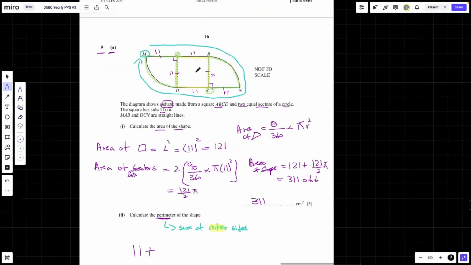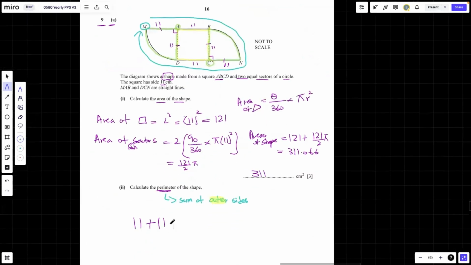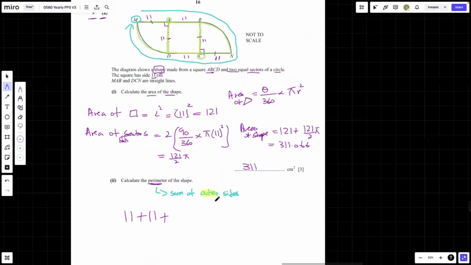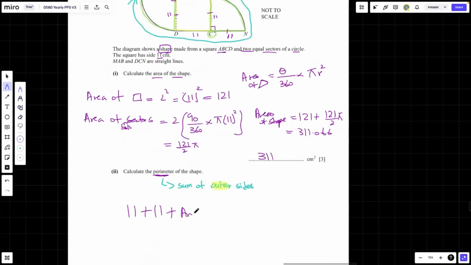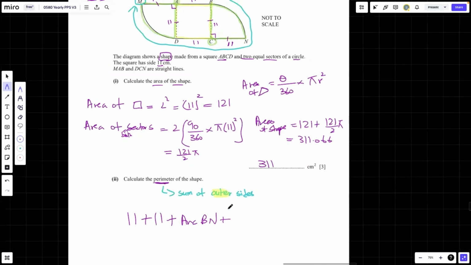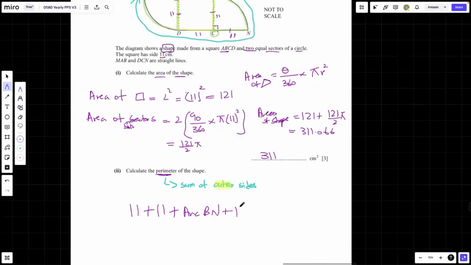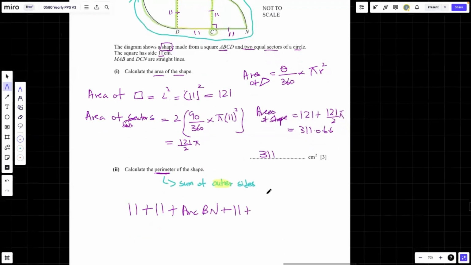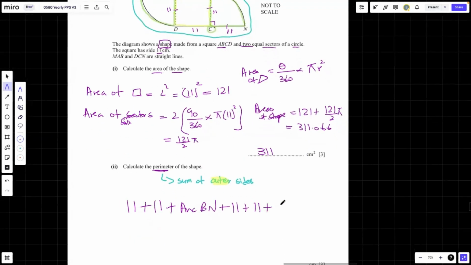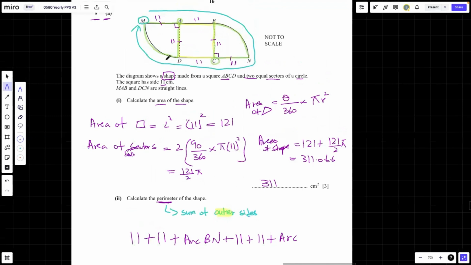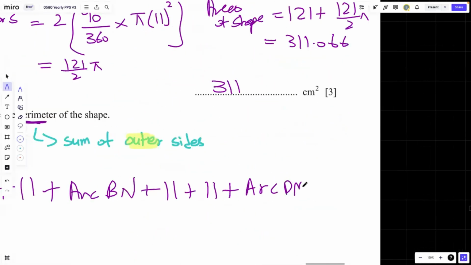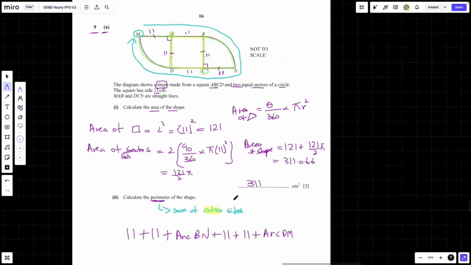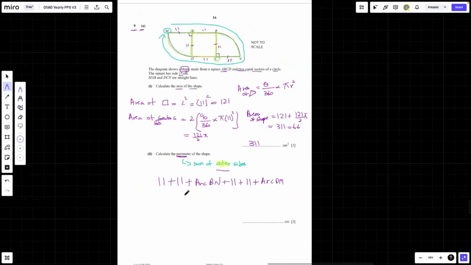And then we have AB as 11 as well. Then we have the arc BN, this arc BN. So let's rewrite that for now, arc BN plus 11 again for the CM, 11 again for the DC, plus the last arc is going to be this DM arc at the point where we reach the point M again. That means we have taken all the outer sides.